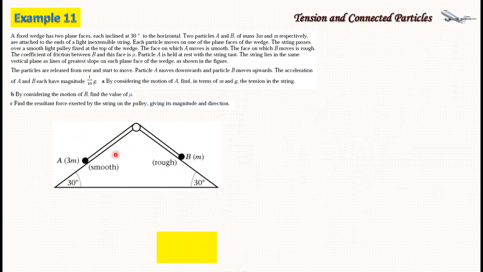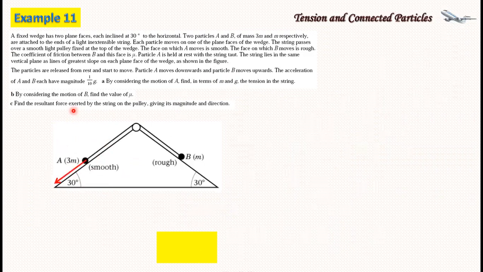Particle A moves downwards, so the direction of motion is this direction downwards, and B moves upwards. The acceleration of A and B each have magnitude of 1 on 10g. (a) By considering the motion of A, find in terms of m and g the tension in the string. So let's start with this part.